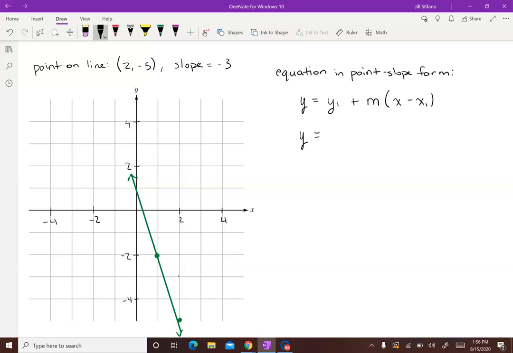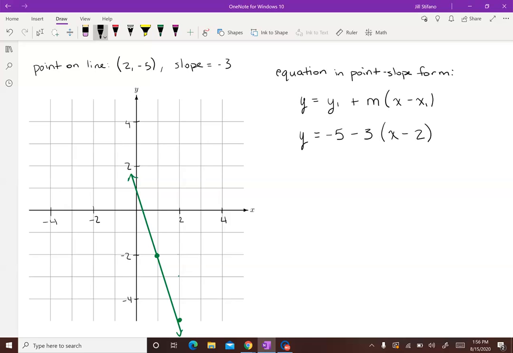So we get y equals y1, which is -5, and then we have our slope times x minus x1. So x1 is 2, but in our form, we have a minus sign built in, so we have to put minus 2. Great, so this is our equation in point-slope form.